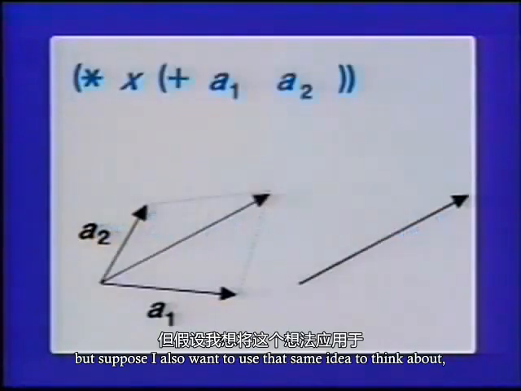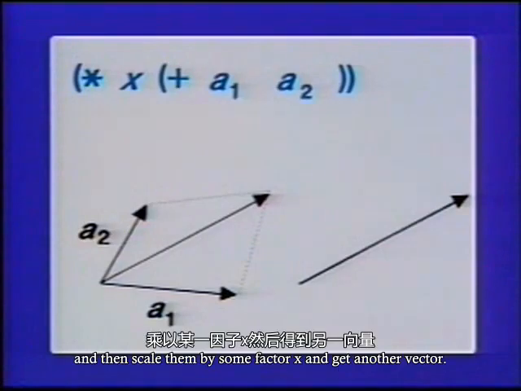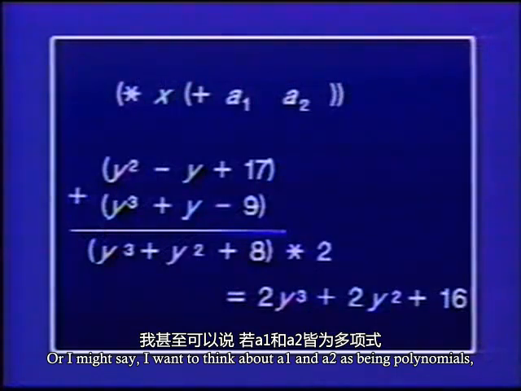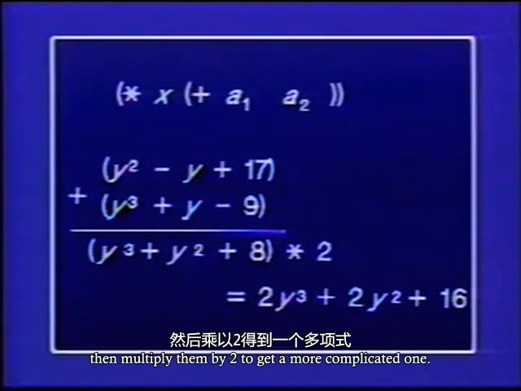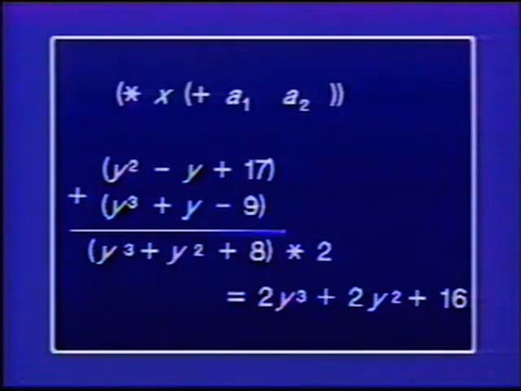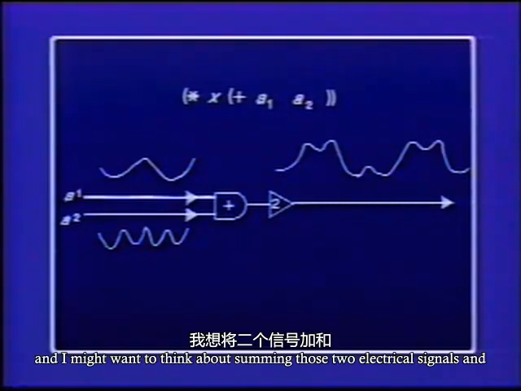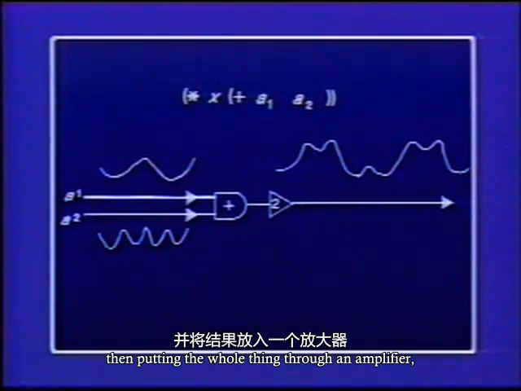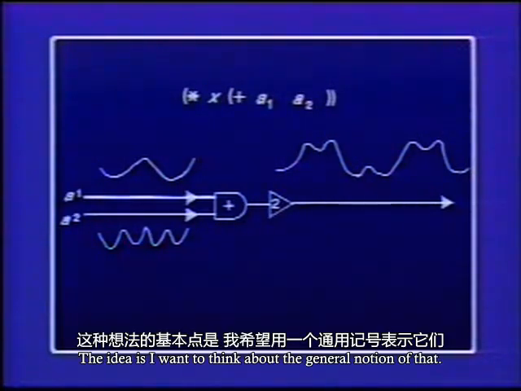use that same idea to think about, I could add two vectors, a1 and a2, and then scale them by some factor x and get another vector. Or I might say I want to think about a1 and a2 as being polynomials, and I might want to add those two polynomials and then multiply them by 2 to get a more complicated one. Or a1 and a2 might be electrical signals, and I might want to think about summing those two electrical signals and then putting the whole thing through an amplifier, multiplying it by some factor of 2 or something. The idea is I want to think about the general notion of that.